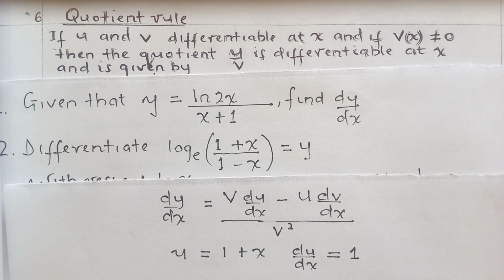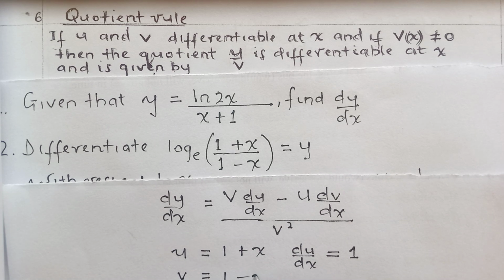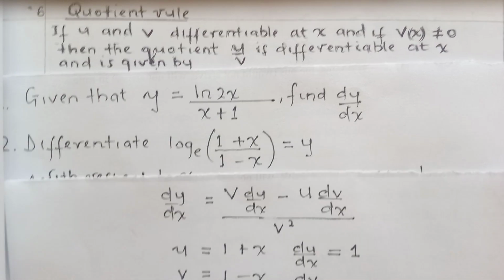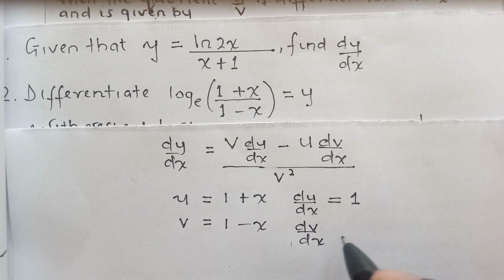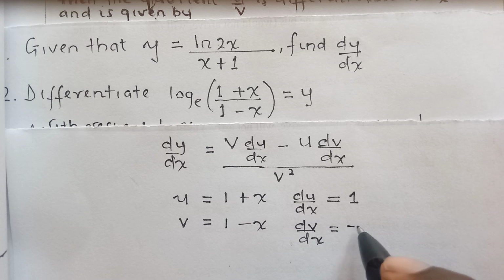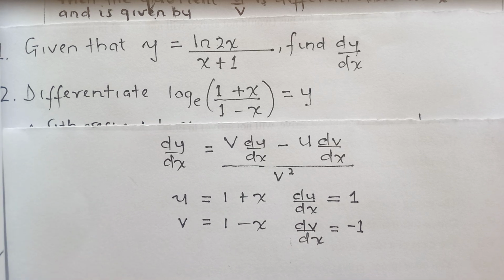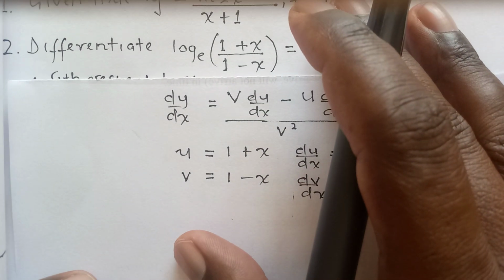And then our v is going to be 1 minus x, like that. So dv dx, this one we will have -1, like that. We can first of all leave it like that, and look at something, guys.